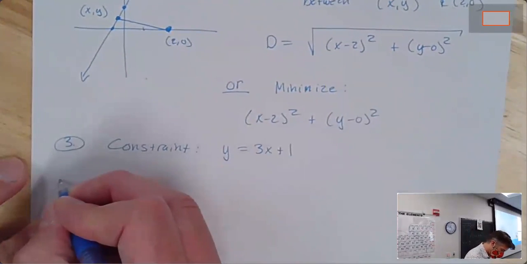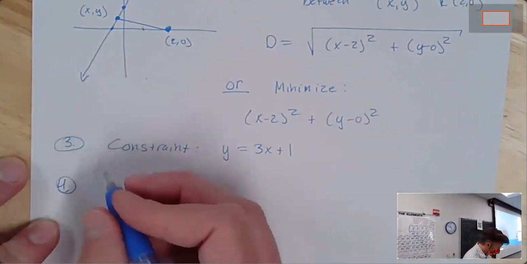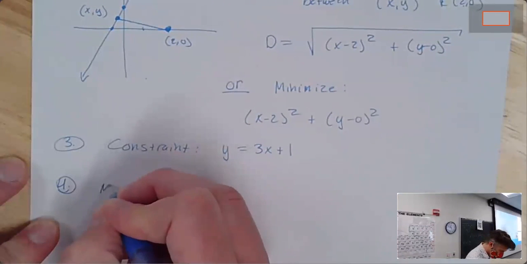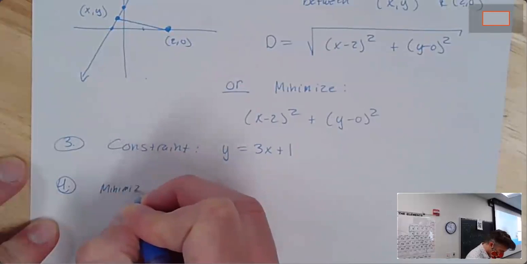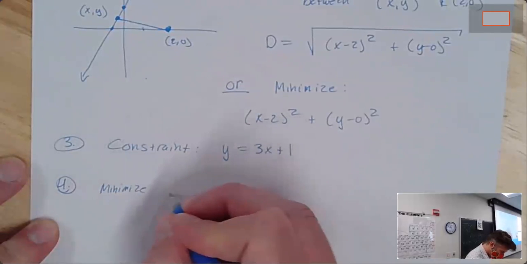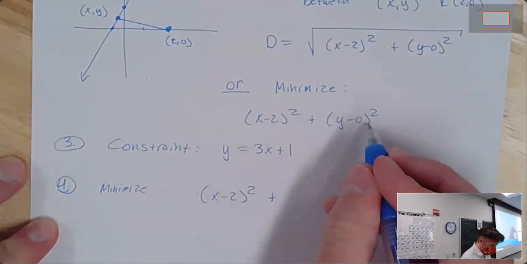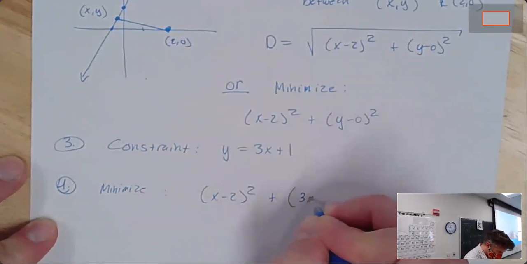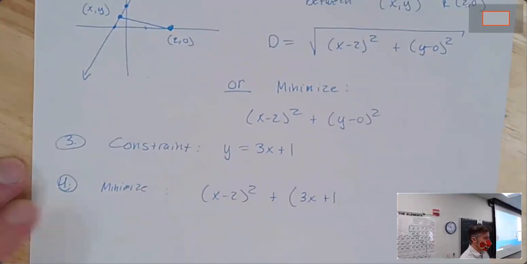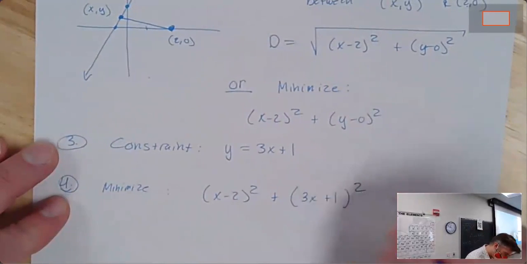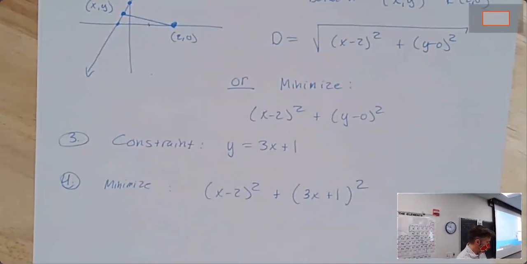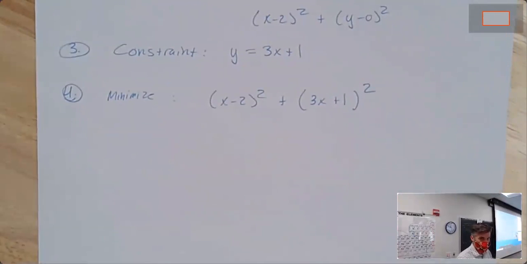So now we're trying to minimize x minus 2 squared plus, instead of y minus 0 squared, it's going to be 3x plus 1 squared. I'm not going to write the minus 0. Minus 0 doesn't change anything. We're trying to minimize that. Okay, so now we're just going to simplify it. So let's multiply it out.